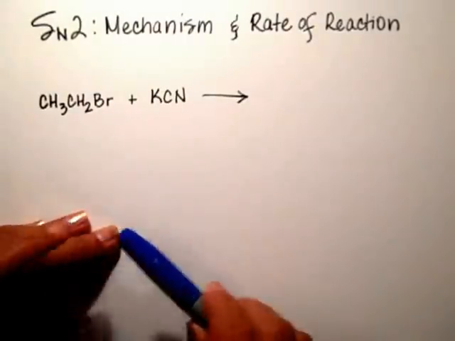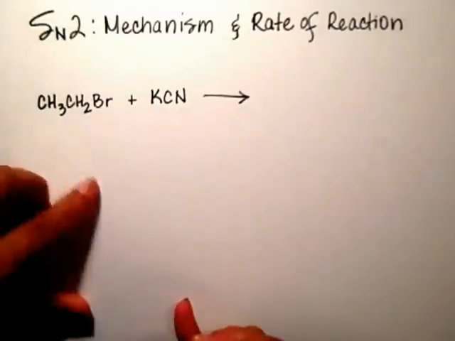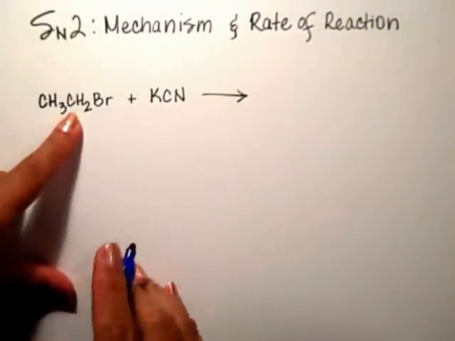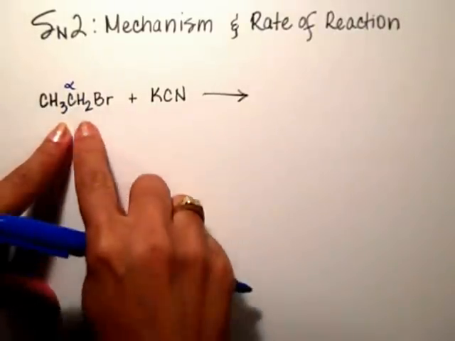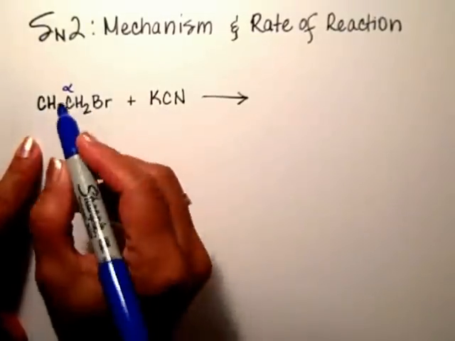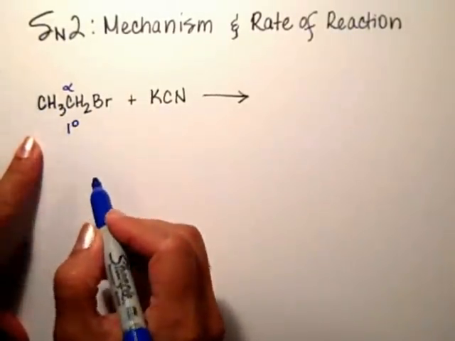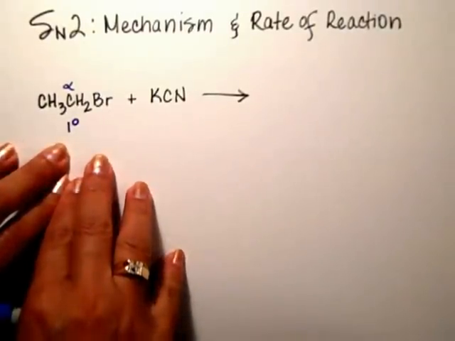We're talking about the SN2 reaction, and the first thing we're going to always do is classify the alkyl halide. So you go to the alpha carbon. The alpha carbon is the carbon that has the halide attached to it. And this alpha carbon has another carbon attached to it. So it's a primary alkyl halide. So it must undergo the SN2 reaction.